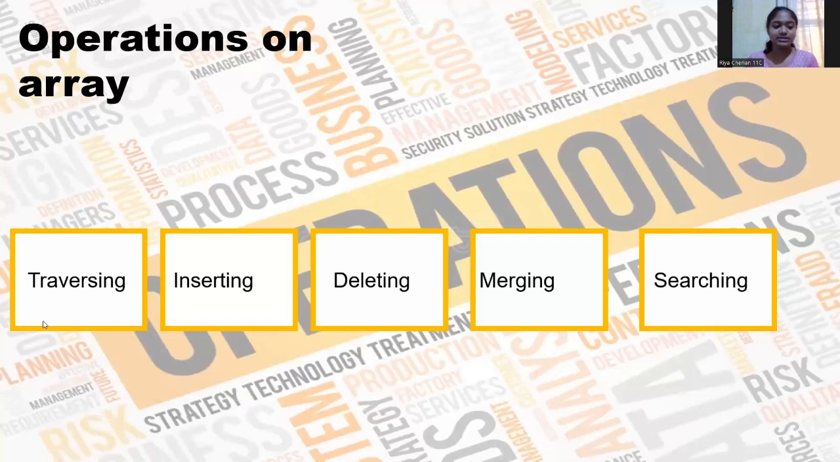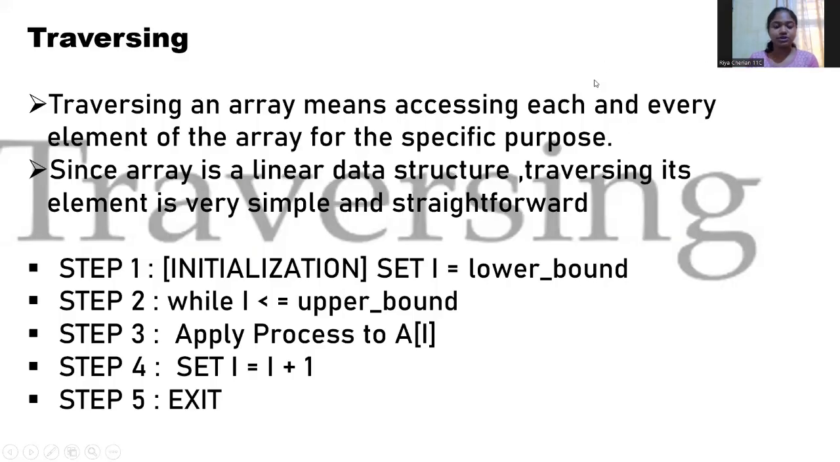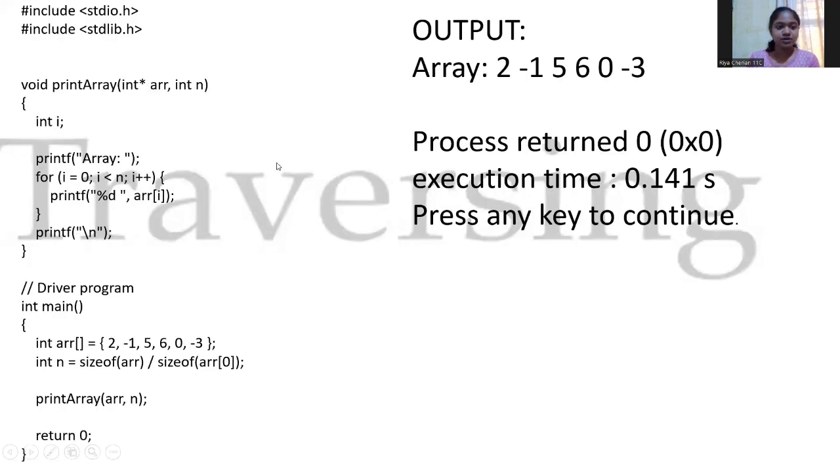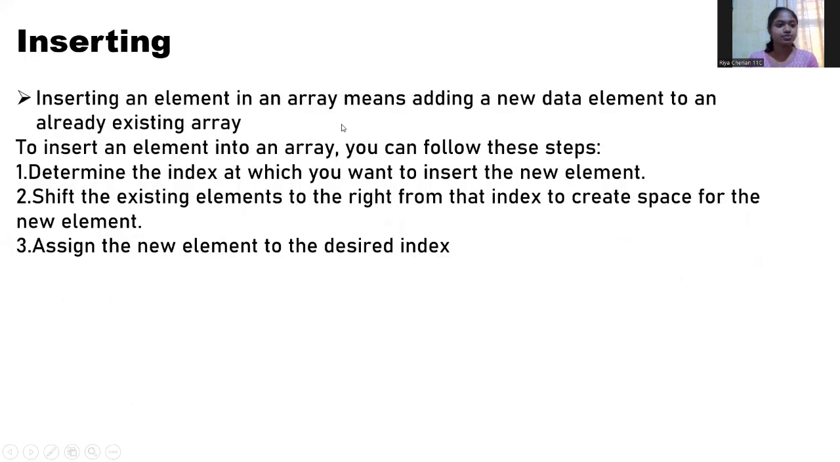Operations on array, that is traversing, inserting, deleting, merging, and searching. Traversing. Traversing an array means accessing each and every element of the array for specific purpose. Since array is a linear data structure, traversing its element is very simple and straightforward. For the given program, 2, minus 1, 5, 6, 0, and minus 3 is the traversed element.